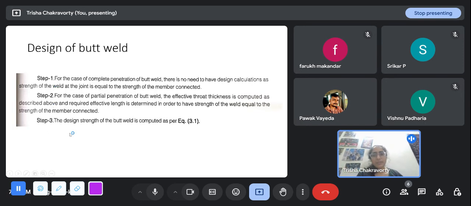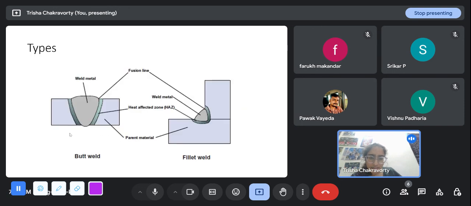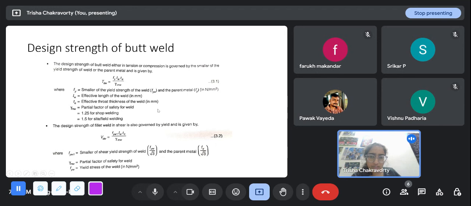This is design of butt welds. Step 1. For the case of complete penetration of butt weld, there is no need to have design calculations, as the strength of the weld at the joint is equal to the strength of the member connected. For the case of partial penetration of butt weld, the effective throat thickness is computed, and required effective length is determined in order to have strength of the weld equal to the strength of the member connected, and the design strength of the butt weld is computed like this formula.